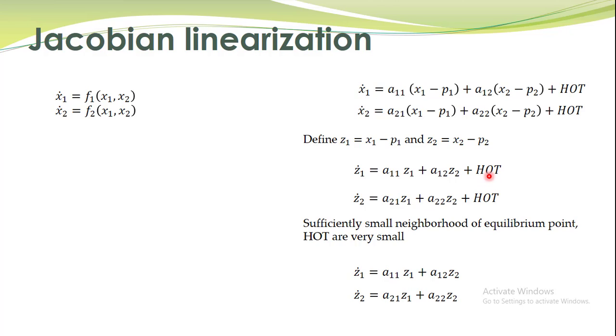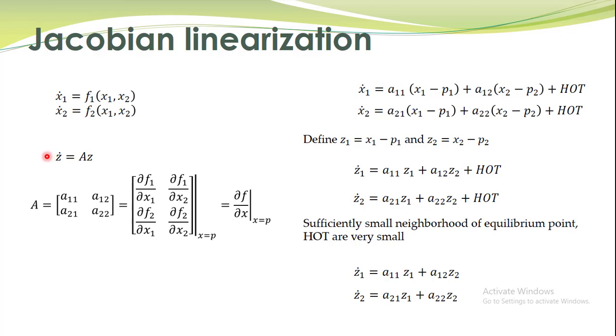We have omitted the higher order terms, and we can ignore these higher order terms as long as these differences are small. That is, as long as we are operating near the equilibrium point. So near the equilibrium point, this nonlinear system can be approximated by a linear system. And for linear systems, here this A is given by this matrix with A11, A12, A21, A22 as its entries.